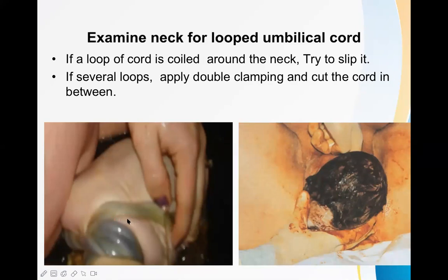If it is tightly encircling the neck, we have to manage accordingly. If it is loose, just try to slip it over the head. See this? If there are several loops or tight loops, apply double clamping and cut the cord in between and quickly deliver the baby out.